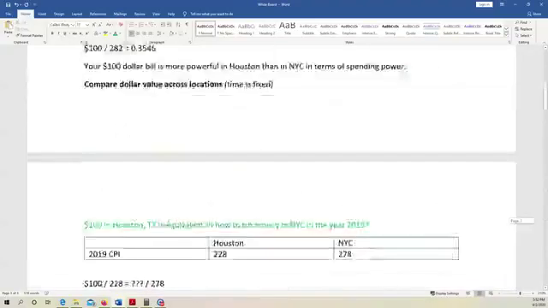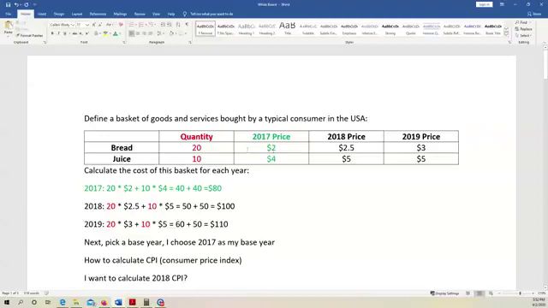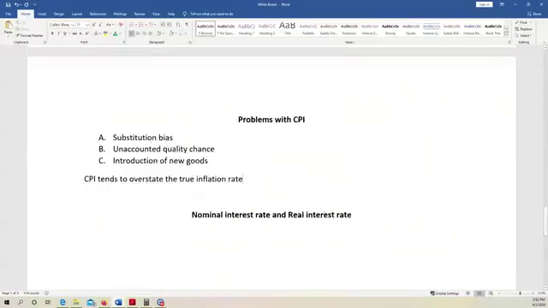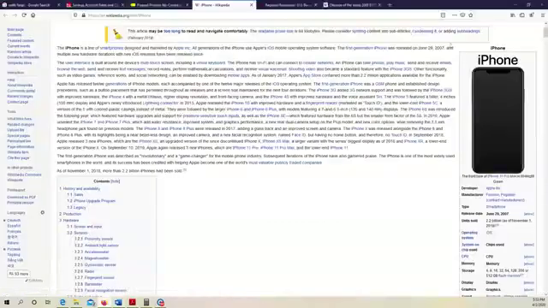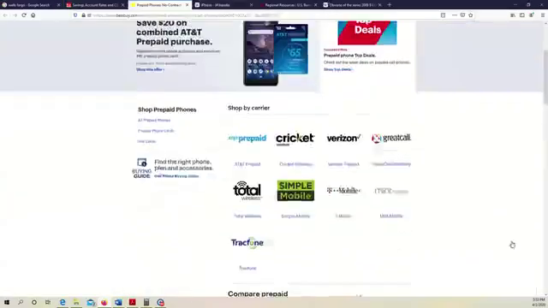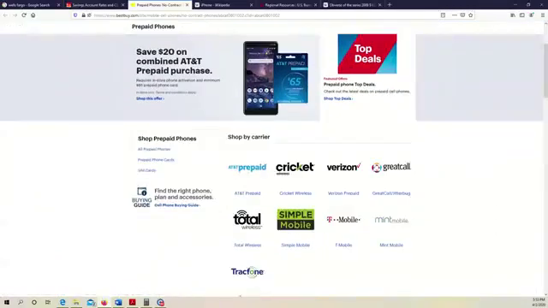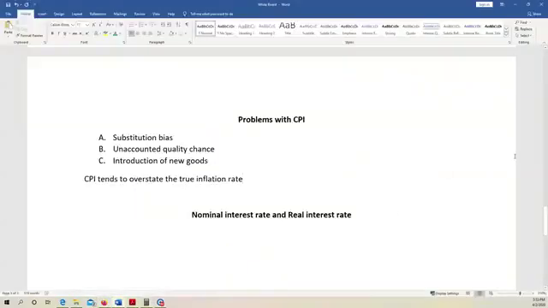Remember how to calculate CPI. The government has to define a basket of goods and services bought by a typical consumer in the USA, right? So in this example, I only consider bread and juice. In reality, a typical American consumer needs to have a so-called cell phone, right? But what kind of cell phone do you need to maintain a decent quality of life or living standard? You can buy an iPhone, right? You can also buy a much cheaper so-called pay-as-you-go cell phone, a prepaid cell phone, much cheaper. See, that's the problem. CPI does not care about the pricey one versus the cheaper one.